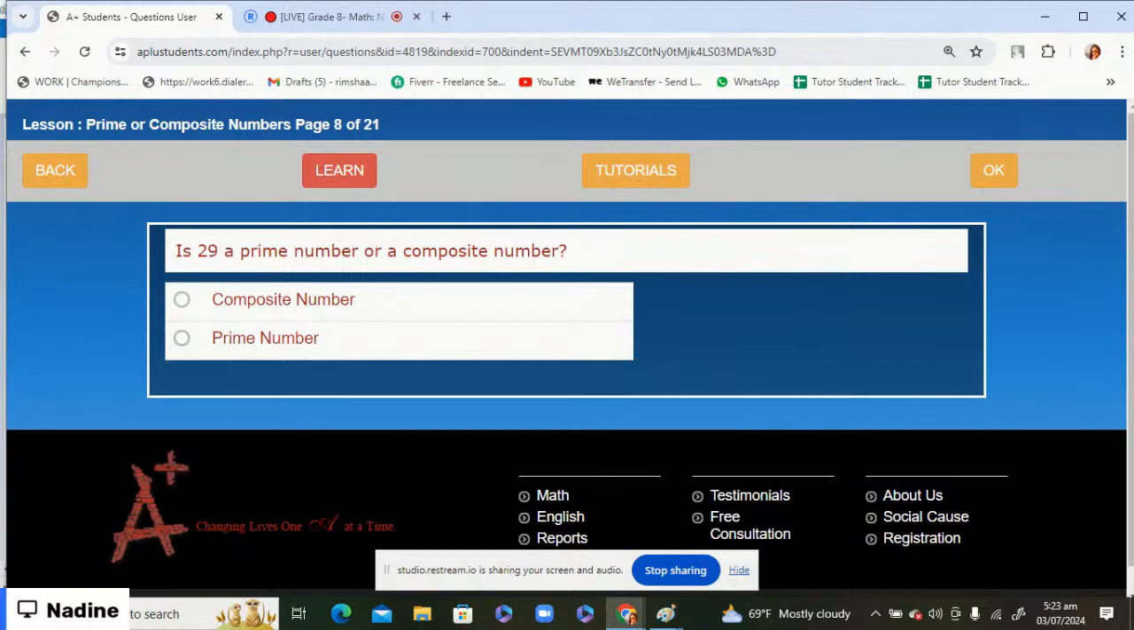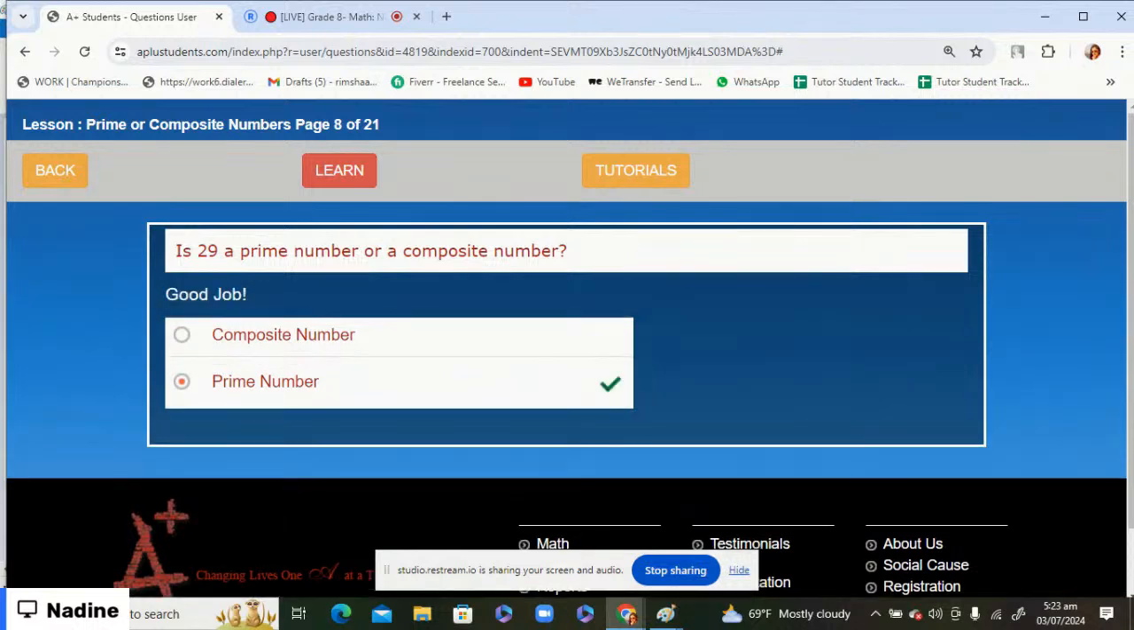29, check it out, is this one a prime or composite number? It can be divided by itself or any other number as well. Think about it, you guys. Then I will tell you the answer for this one. That is a prime number.